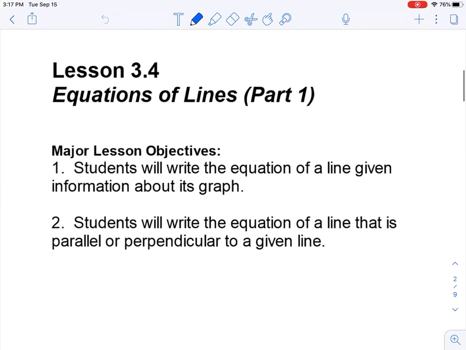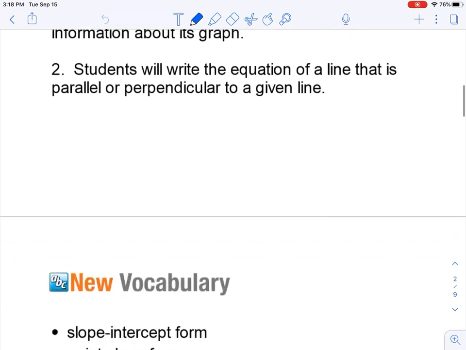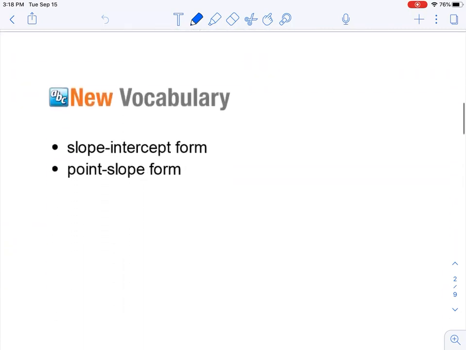Hello, today we will be covering lesson 3.4, Equations of Lines, part 1, and then there'll be a second video, Equations of Lines, part 2. You guys will be able to write the equation of a line given information about its graph, and write the equation of a line that is parallel or perpendicular to a given line.